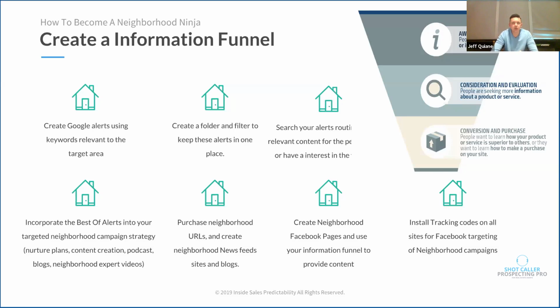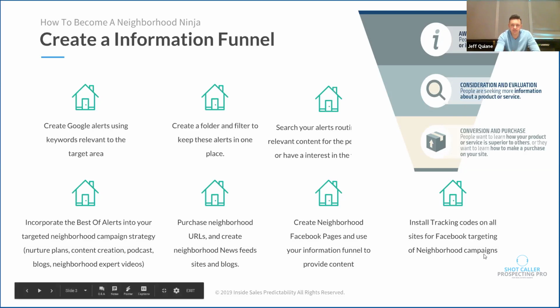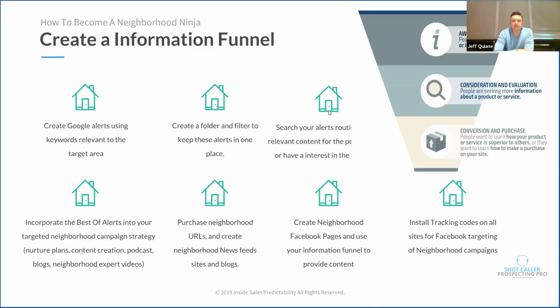The first thing I would do is go to Google Alerts. I'd create Google Alerts using keywords relevant to the target area that you want to become the dominant agent, or the ninja, in. I'd create a folder within your inbox to filter those alerts so you can keep them all in one place. I've got to fix this slide, it's cut off there. What it says, and I'll fix it when I upload it, is search your alerts routinely to find relevant content so that you can incorporate that.